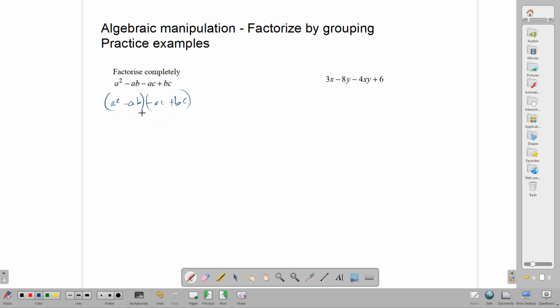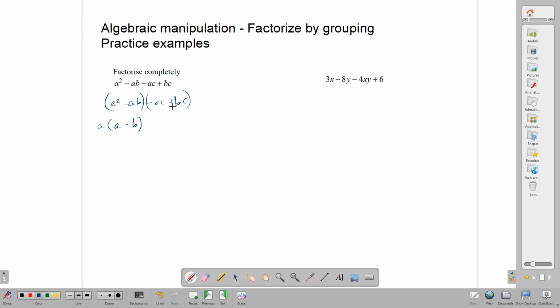Now, what is common to this bracket? We look for the highest common factor. And if you're not familiar with the highest common factor, you probably should go watch the video on how to factorize using the highest common factor. Then do this video. So our highest common factor here is a. We are now going to divide our bracket by the a. So a squared divided by a gives us a, and minus ab divided by a gives us b.